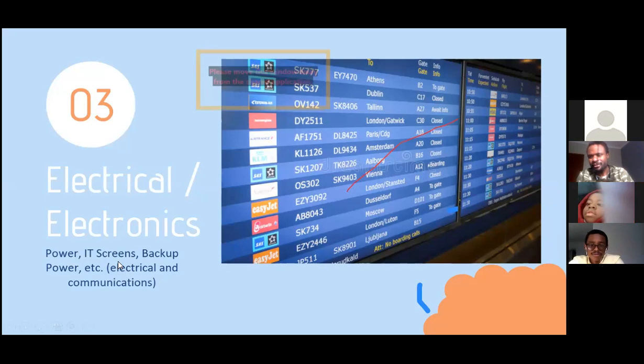They also help us with the backup power, in case there's no electricity. You don't want this screen to go off, otherwise people will not get into their flights. And many more, communications. I don't know if you've ever heard someone being called in an airport. They will say, hey, so and so is lost. They help us with those things. So that's part of communication.